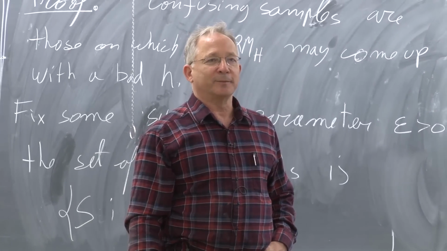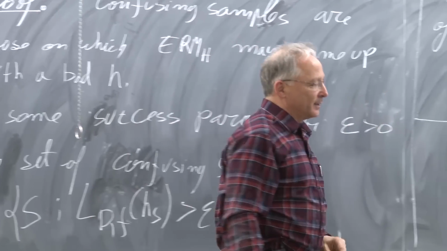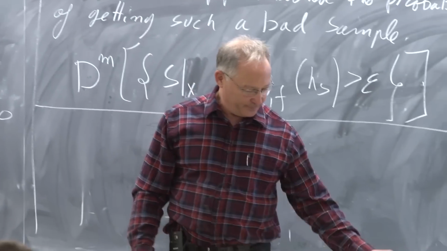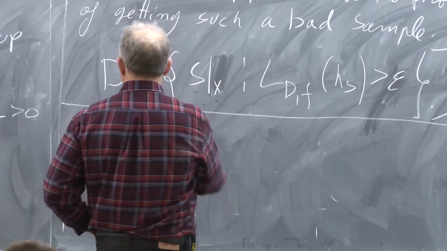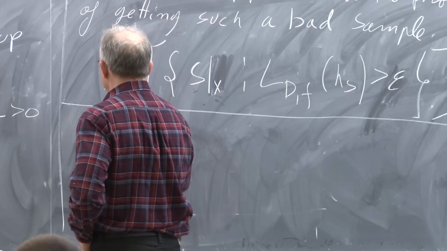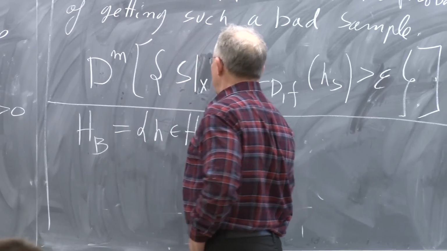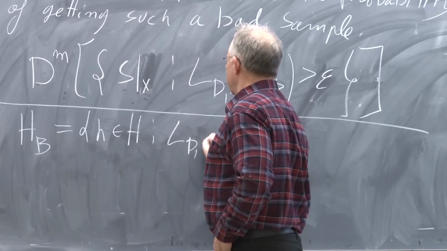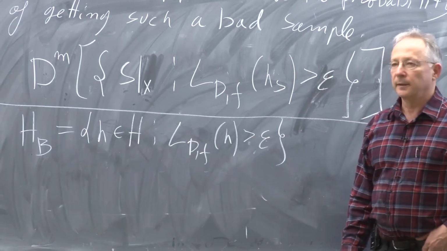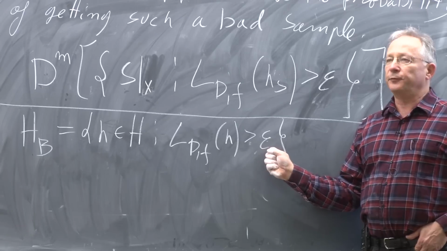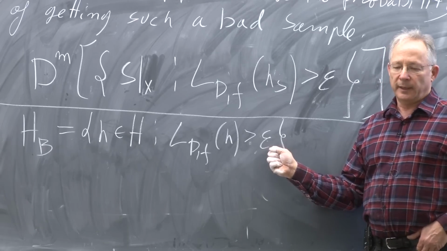Okay. Now we want to analyze this set. To analyze it, we will introduce two more sets. We introduce HB, which is the set of all bad hypotheses. So HB is the set of all H in H such that the true loss of this H is greater than epsilon. This is the set of all hypotheses that, if this is what I output, I failed. This is the set of hypotheses that I want to avoid.